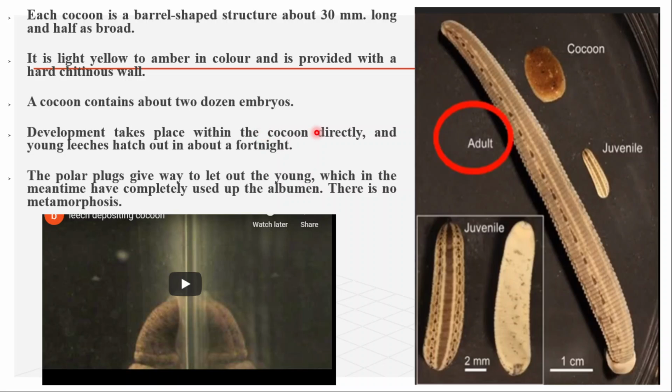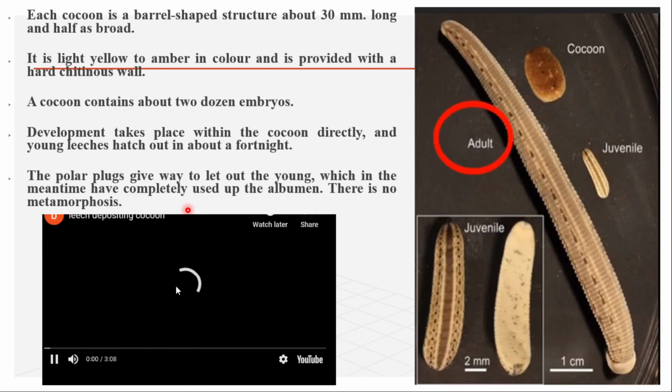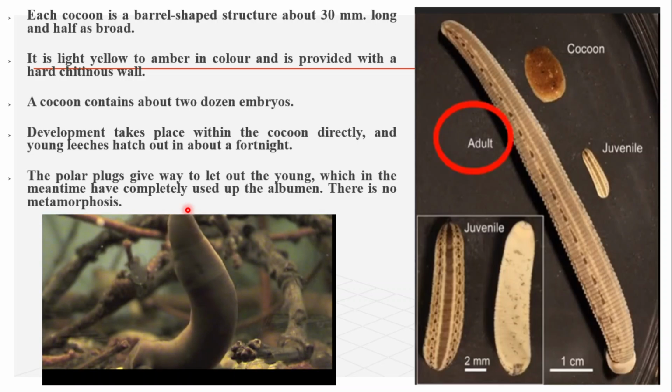Development takes place within the cocoon, and young leeches emerge in about a fortnight. This means 15 days of incubation period is required for the complete development of juveniles. The polar plugs give way to let the young ones out, which in the meantime have completely used up the albumin. There is no metamorphosis. Here is a small video clip I have taken from YouTube.